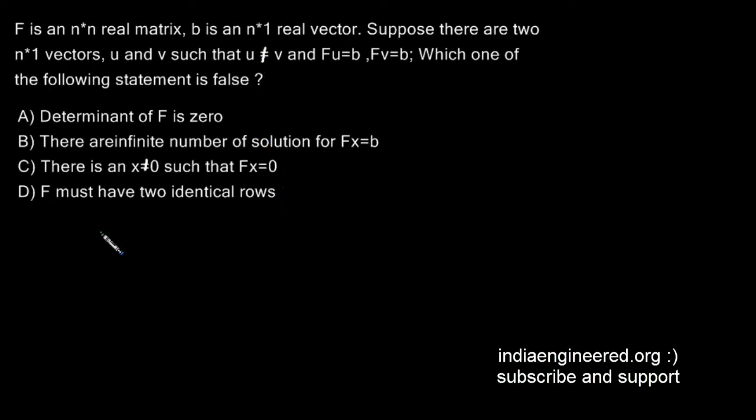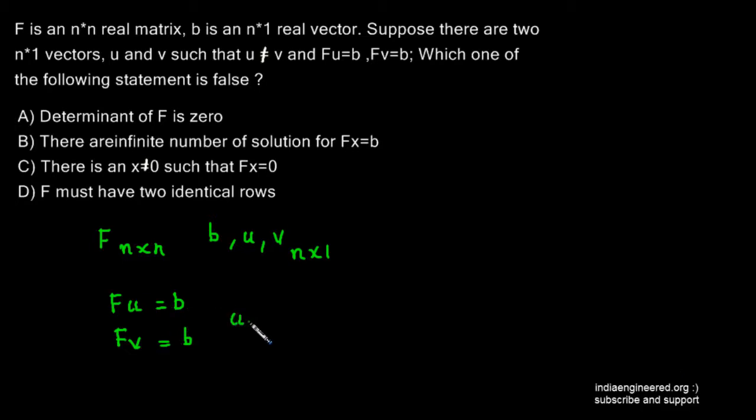To make this question clear, we will write it down. F is an n by n real matrix, B, U, V are n by 1 real vectors. Now it is given that F into U is B and F into V is also B, and it is given that U is not V, and we are asked which of the following statement is false.